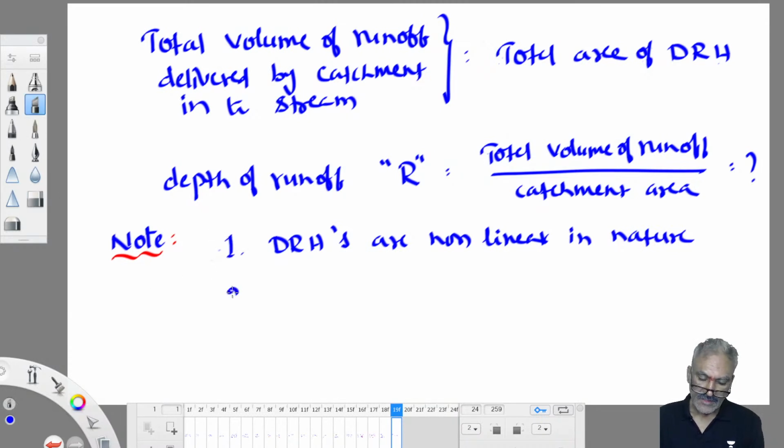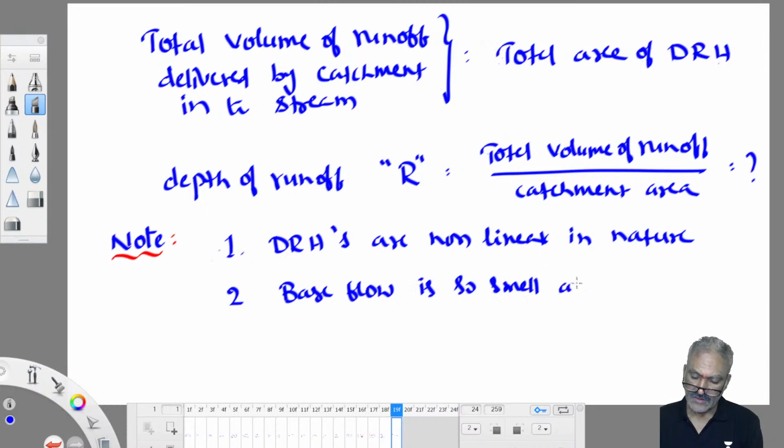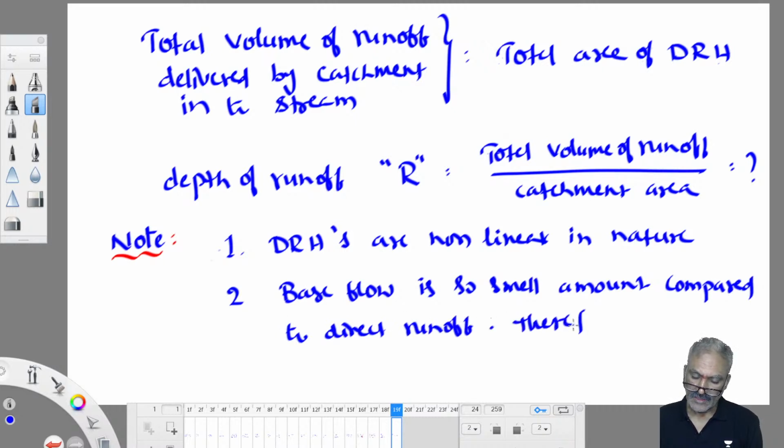And base flow is so small compared to the direct runoff component, therefore most of the times it is neglected. Base flow runoff is neglected. That is note 2. Most of the times we neglect base flow.